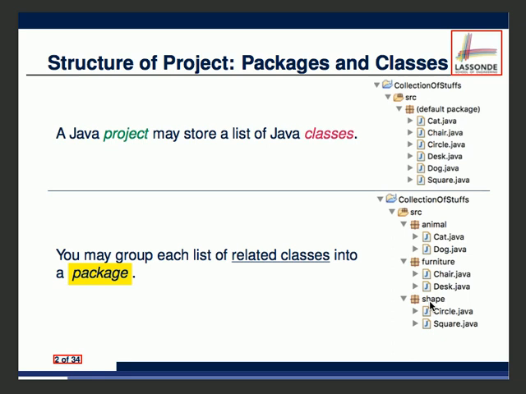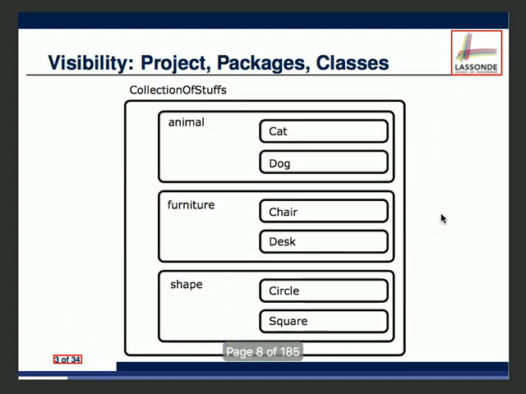Let's assume we have this package structure already. We have one project, which is simply called collection of stuffs over here. And we have 3 packages: animal, furniture, and shape. Now I want to illustrate visibility. So that's the structure: project, packages, and classes. Let's say this is what we have.